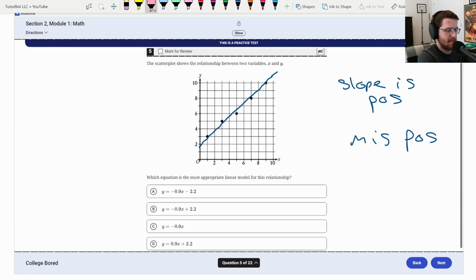If it were going down as you go left to right, that means the slope would be negative. So you see here, A, B, and C all have negative slopes. Looking at y equals mx plus b, m is the number in front of the x. But we have a positive slope, positive 0.9 for answer choice D. So I don't even need to do any more work. That must be our answer.